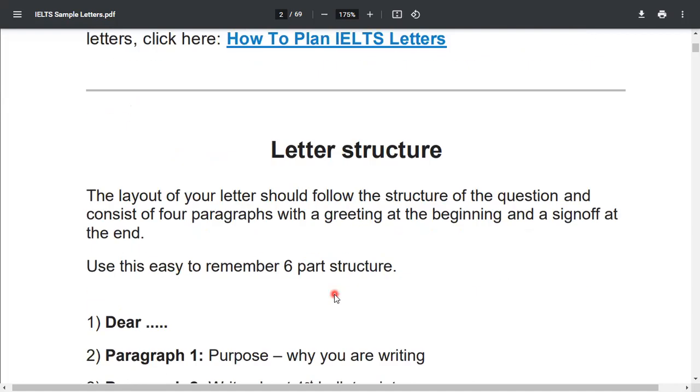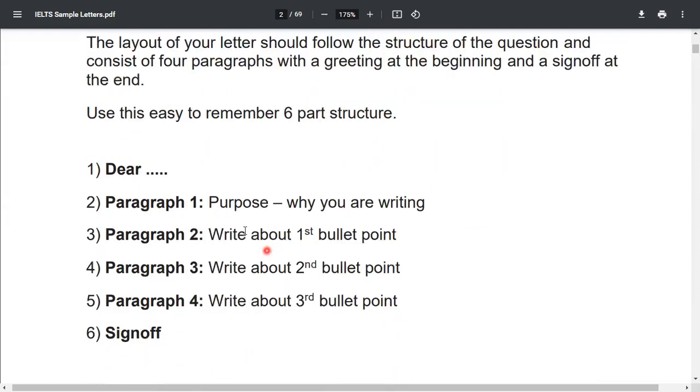Okay, so that's a letter structure. The layout of your letter should follow the structure of the question and consist of 4 paragraphs with a greeting at the beginning and a sign off at the end. Use this easy to remember 6-part structure.